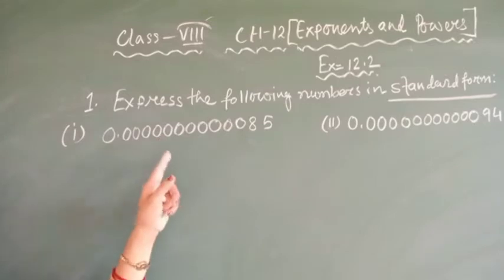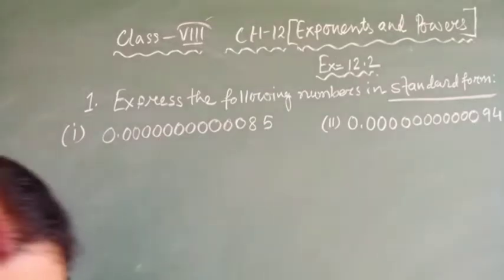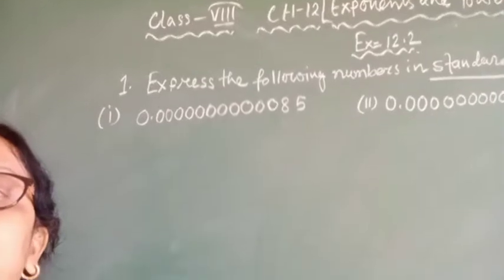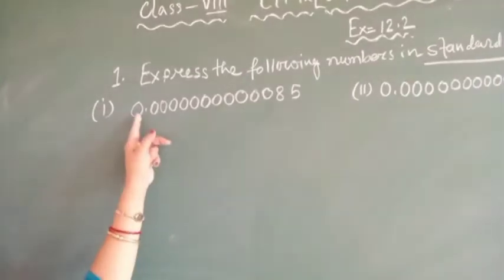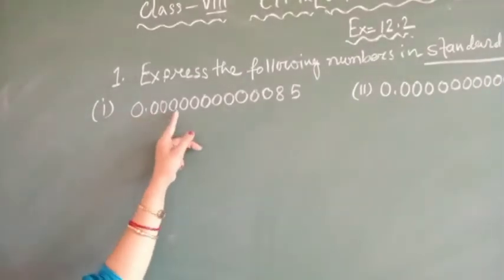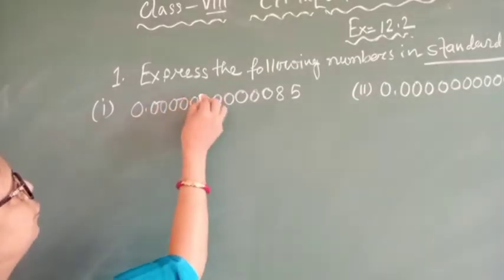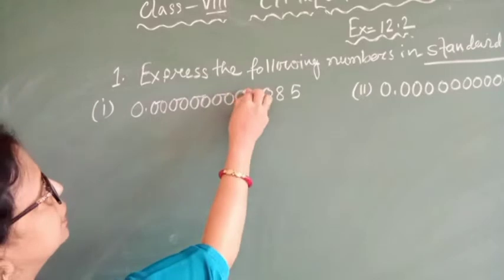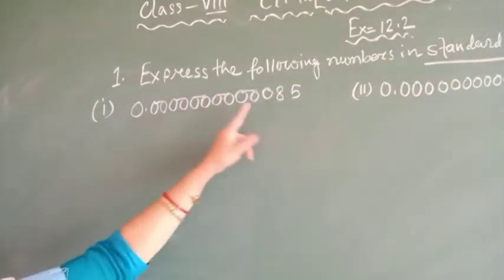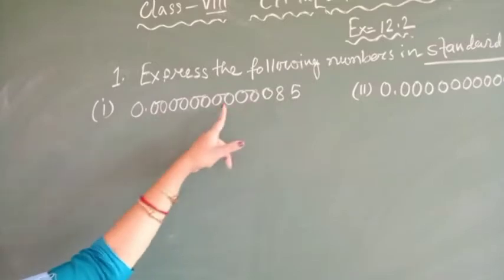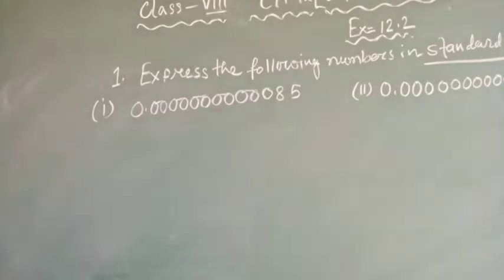Standard form means you have to write any number. We can express very small numbers in standard form by using negative exponents here. It is a very small number. You can see the number is 0.0000... how many zeros are there? 1, 2, 3, 4, 5, 6, 7, 8, 9, 10, 11. 11 zeros are there, then 8, 5. So for a very small number, by using exponents you can express it in standard form.